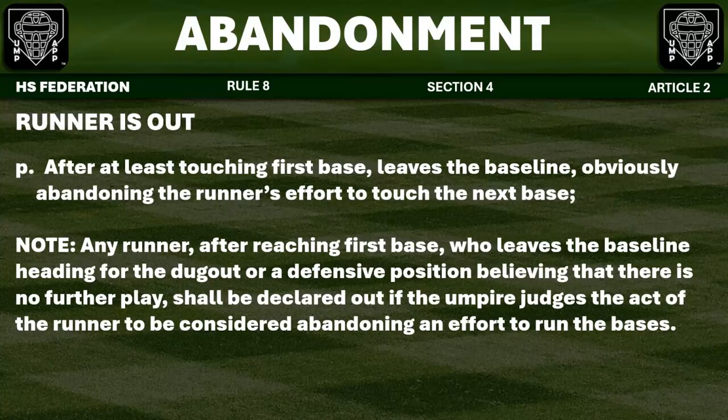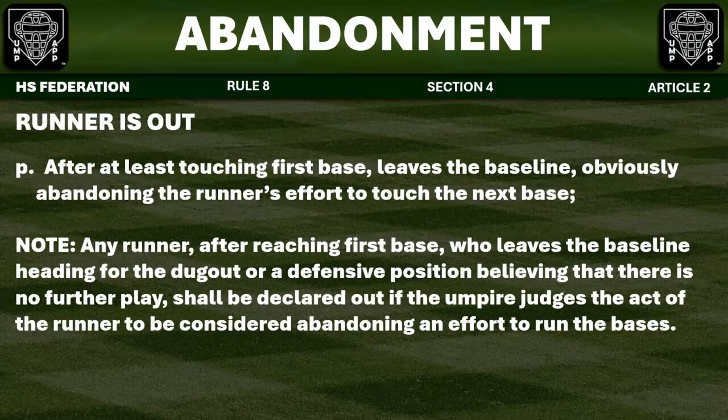Federation Rule 8, Section 4, Article 2. Abandonment. A runner is out. R1, after at least touching first base, leaves the baseline, obviously abandoning the runner's effort to touch the next base.